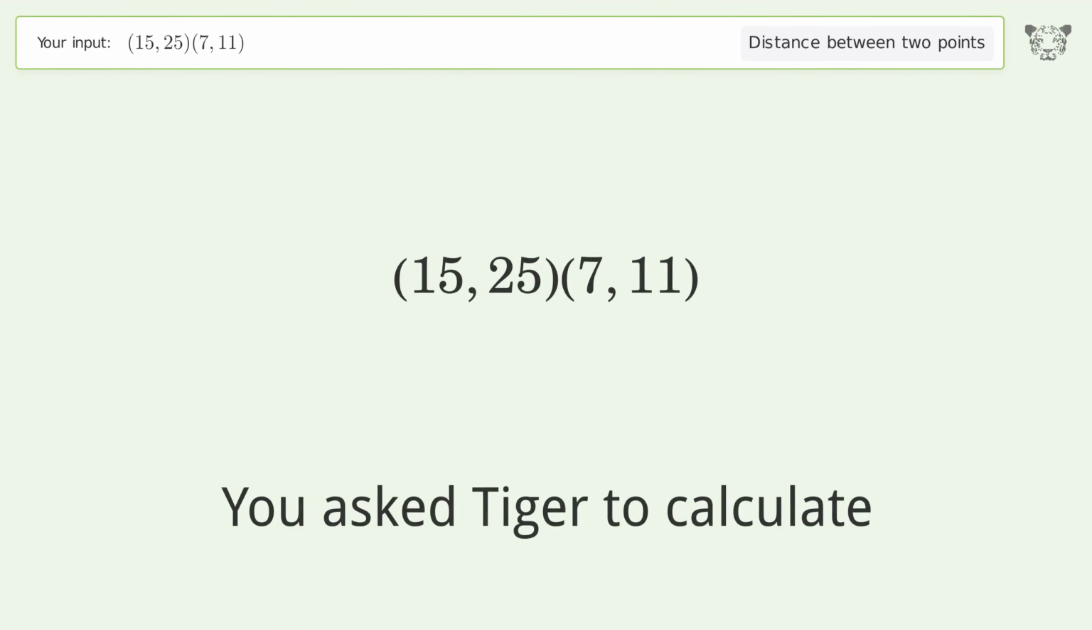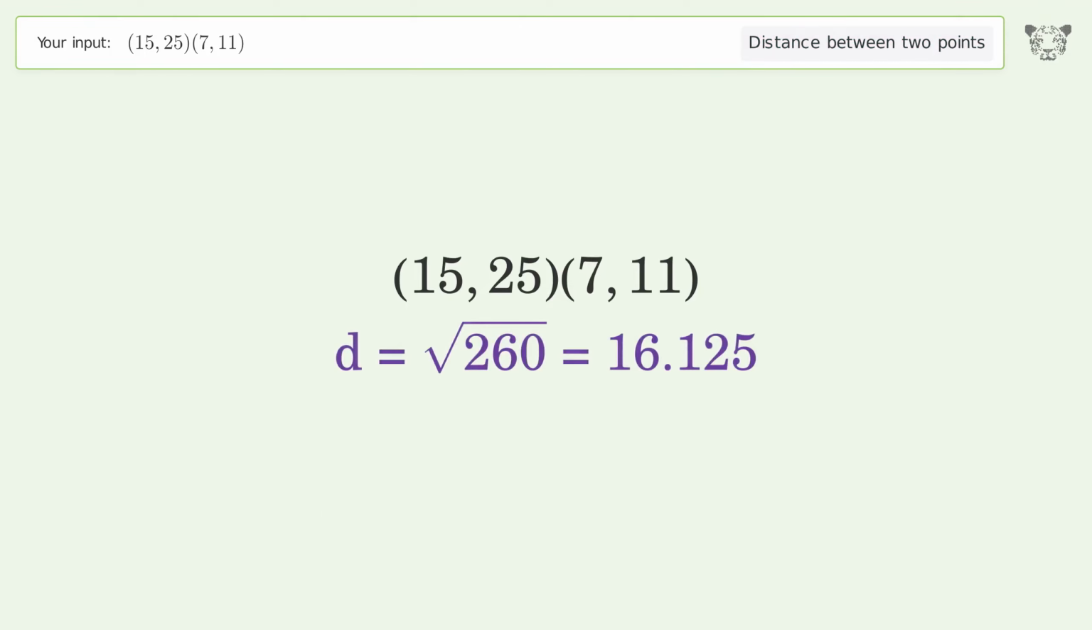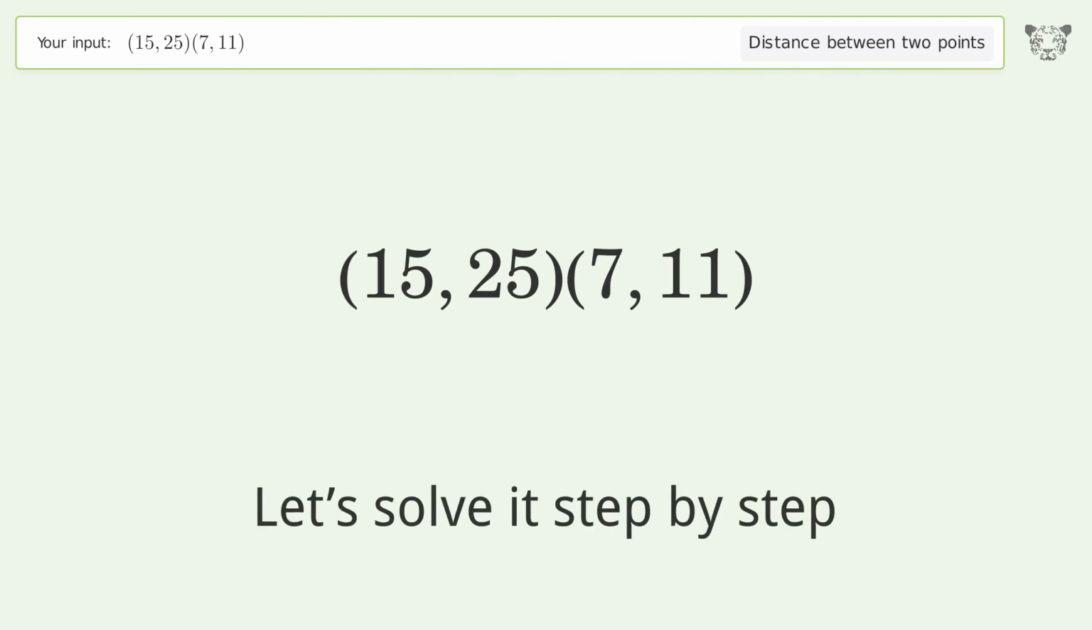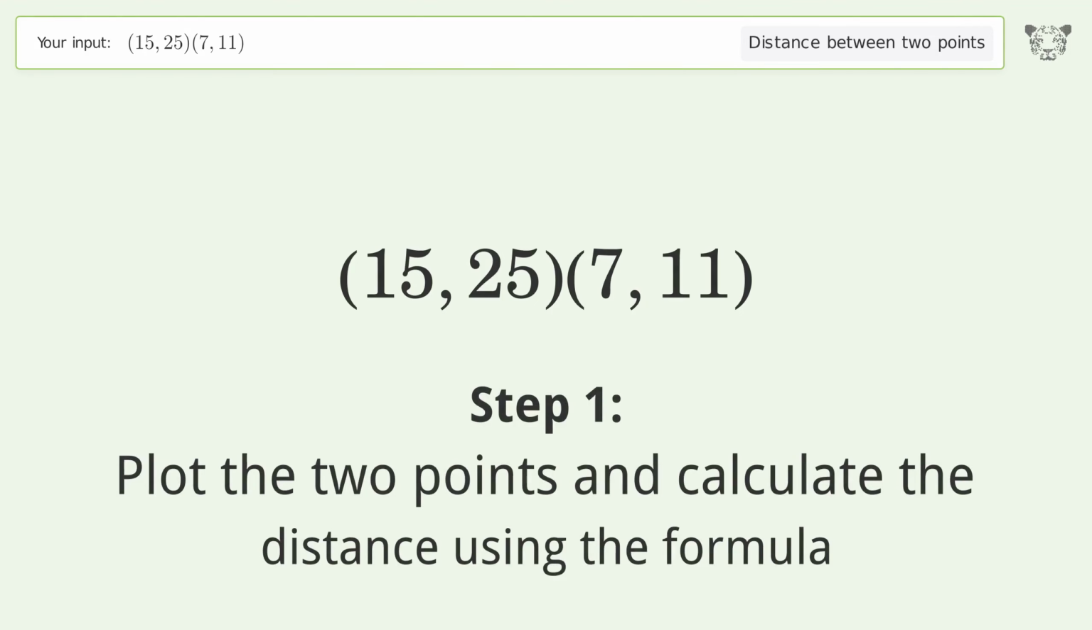You ask Tiger to calculate. This deals with the distance between 2 points. The distance between the 2 points is the square root of 260, or 16.125. Let's solve it step by step. Plot the 2 points and calculate the distance using the formula.